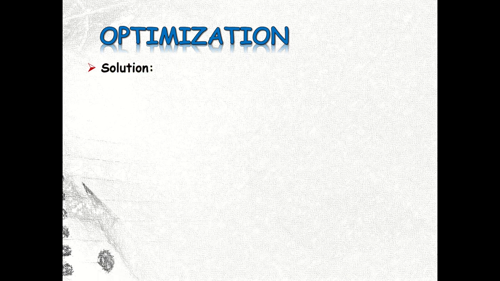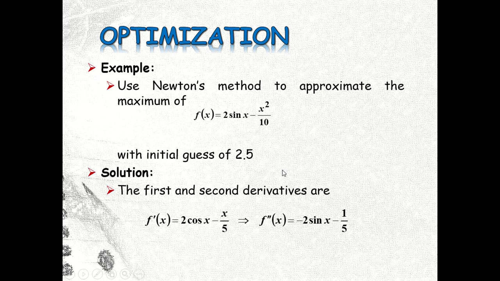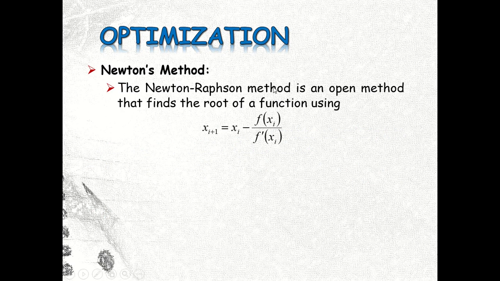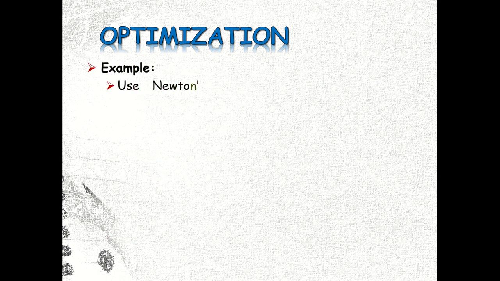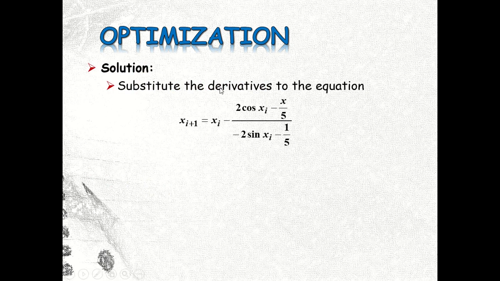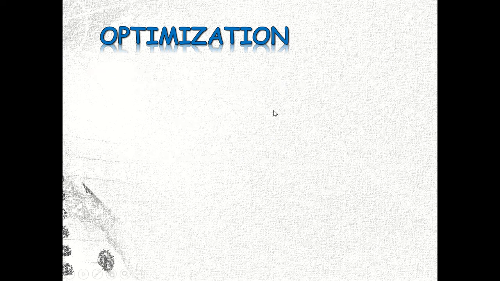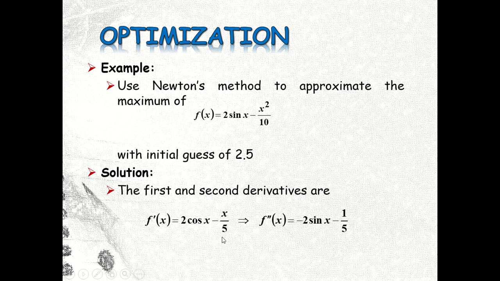All right. So substitute the derivatives into the equation. From this equation, you substitute the derivatives, the first and the second derivative, then we'll have this result. Okay, so this is our result. Then substitute the initial guess. This is the first derivative, class. Okay, if you look at the previous slide, this is our first derivative. Okay, this is our second derivative.